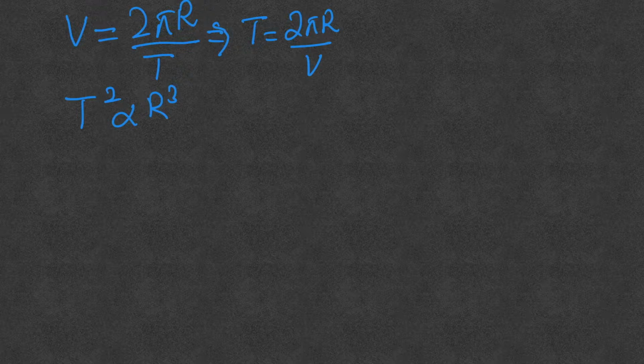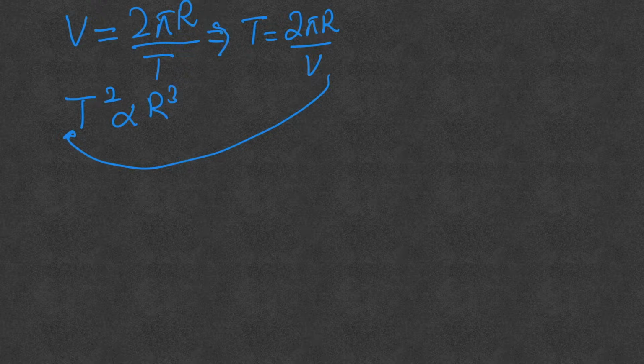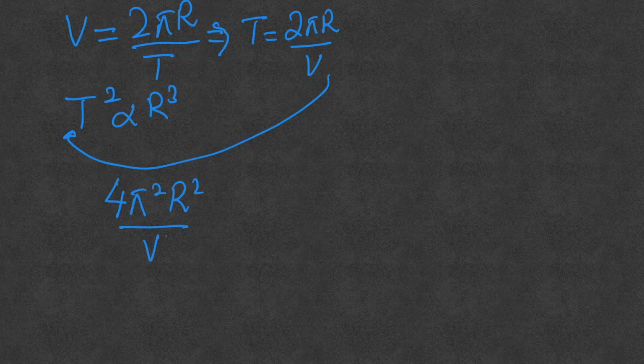Now, let's pick up this value of t and plug it here into t square. So you will get 4 pi square r square over v square is equals to k r cube. K is the constant of proportionality, and you end up getting this result, which is 4 pi square r square over v square is equals to k r cube.